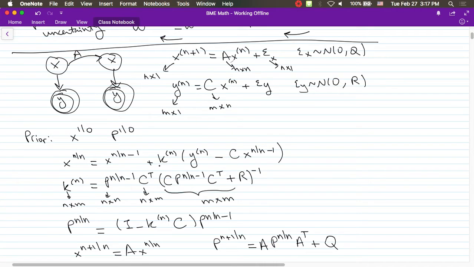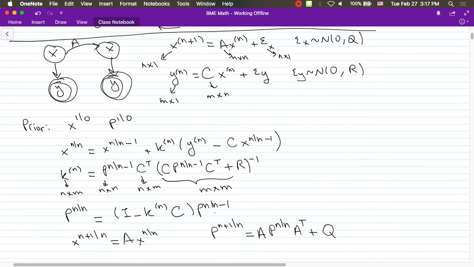Here now the Kalman gain is a matrix. You update your state, and you update your uncertainty about the state based on the Kalman gain and the prior uncertainty. You move forward in time. You say now the posterior that I had is going to be the prior on the next trial based on the matrix A, because that's the dynamics of your system. The uncertainty about the state is going to be the variance of the dynamics, so it's A, P of n given n, A transpose plus Q.